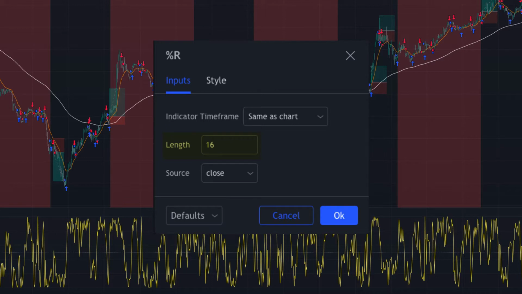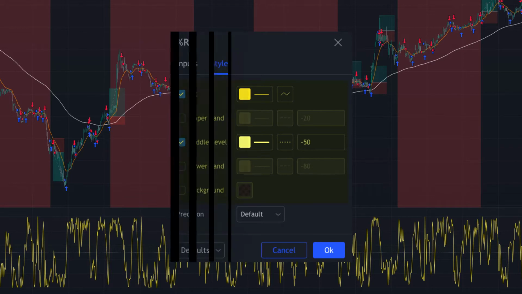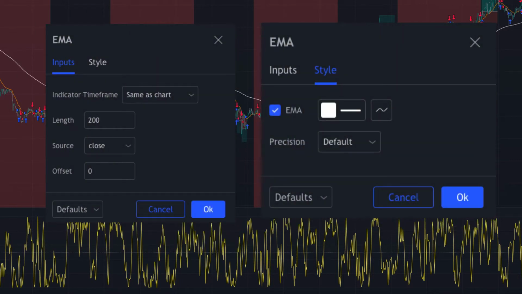Second, I'm going to change the length of the Williams %R to 16 with a 50 medium line. I'm also going to change the %R color to yellow, remove the upper and lower bands, and remove the background, in addition to setting the middle band to a nice bright white. Third, I'm going to put a 20 EMA on the chart in orange. Fourth, I'm going to put a 200 EMA on the chart in white.